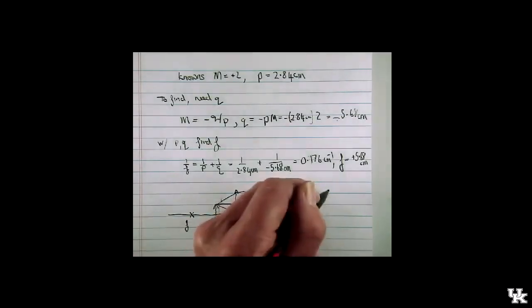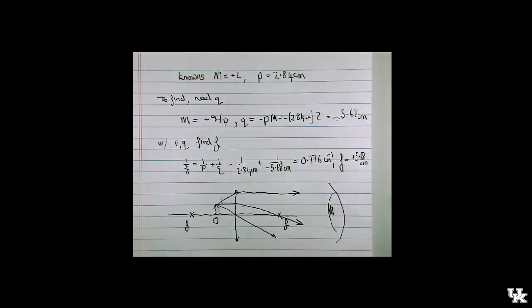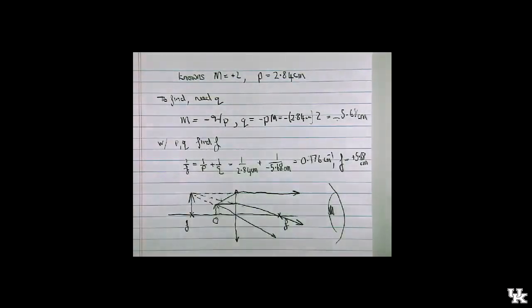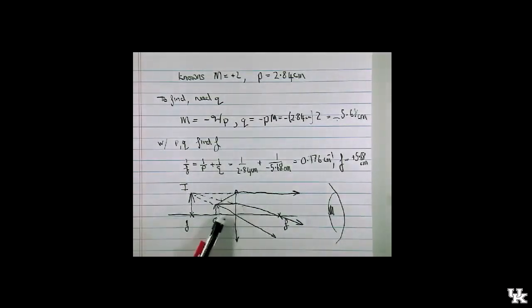And over here is going to be my giant eye. My giant eye is going to look at these rays, reconstruct where they come from. Let's try and do that. This one up here is easy because it's parallel. This one's pretty easy. And this one I'll just pretend comes from there. And here they come from the same location. And this is the location of the image. And we see that this image, I'll label it I, is twice as big as the object. That's what we were told in the problem. It is located at 5.68 centimeters.